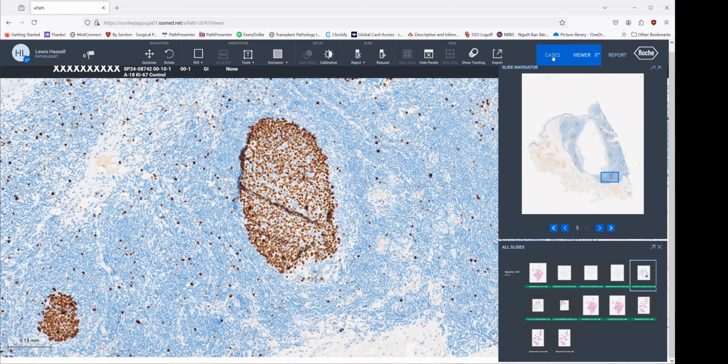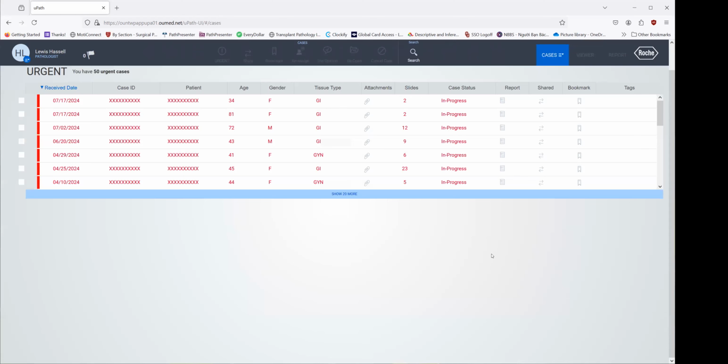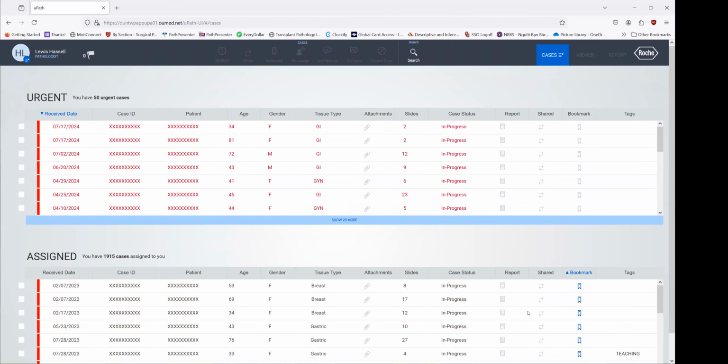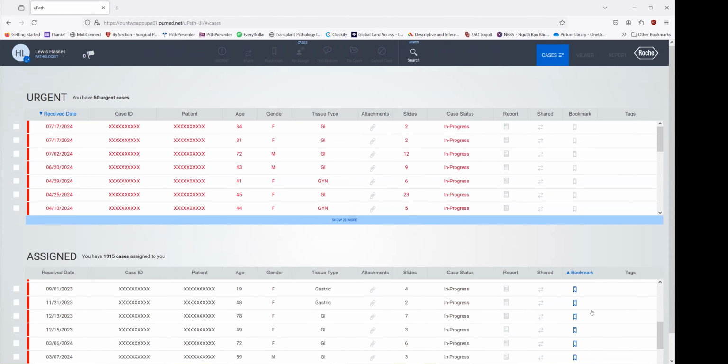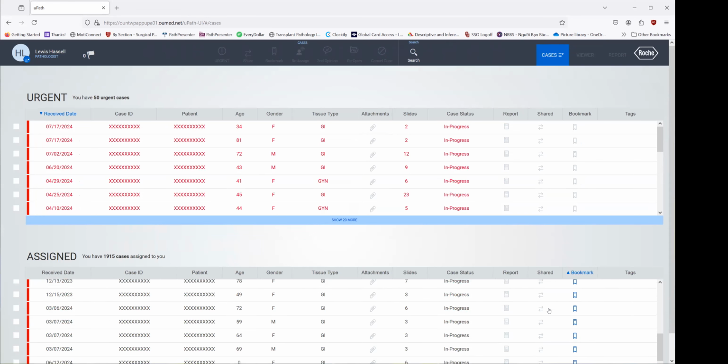Well, let's go on to a different case for fun's sake. And we'll pick up another case that came in our tumor board recently.